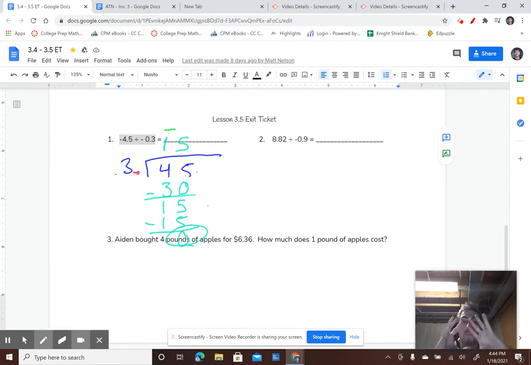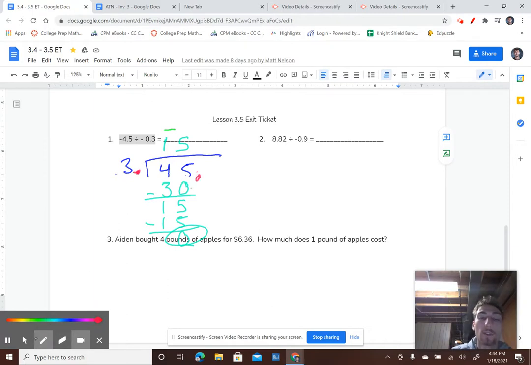We don't have to worry about putting the decimal place up here in this problem because remember, again, the decimal point is here for 3 and it's here for 45. We could technically bring it up like this. We could write it as 15.0 if we wanted, but 15 works just fine.